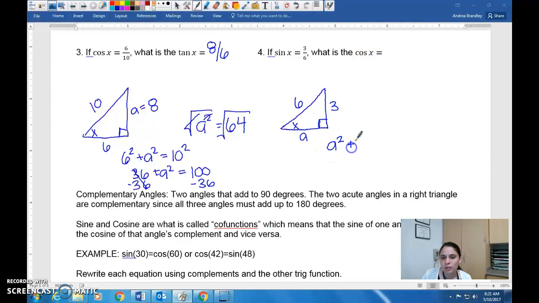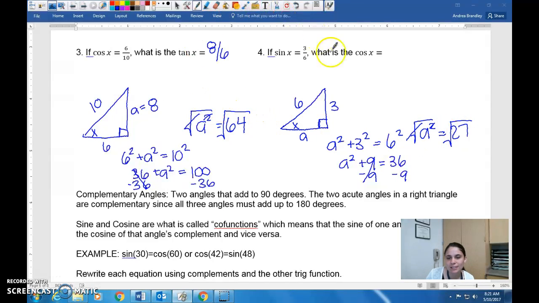So I have a squared plus 3 squared equals 6 squared, or a squared plus 9 equals 36. I'm going to go ahead and minus 9 from both sides, and I have a squared equals 27. So this time when I take the square root of both sides, the square root of 27 doesn't simplify all nicely like the other three did. So I'm actually going to leave it just like that. A is equal to the square root of 27. So then when I find my cosine, cosine is adjacent, which is the square root of 27, over the hypotenuse, which is 6.